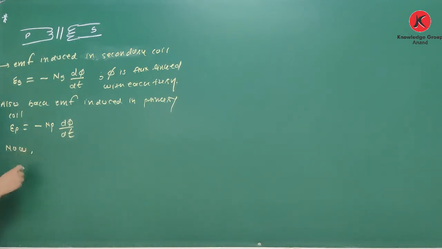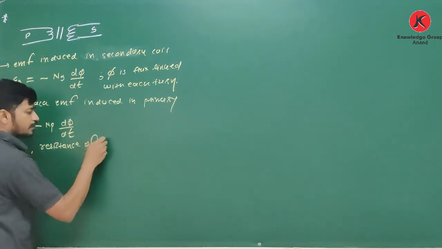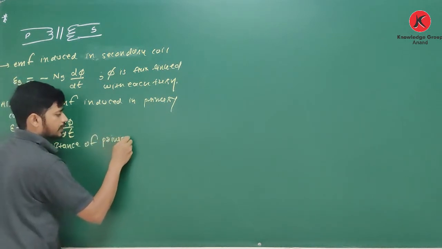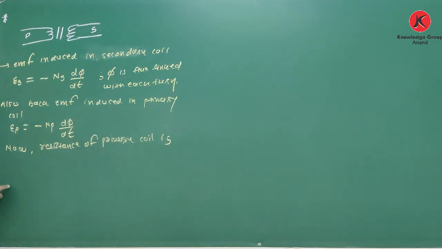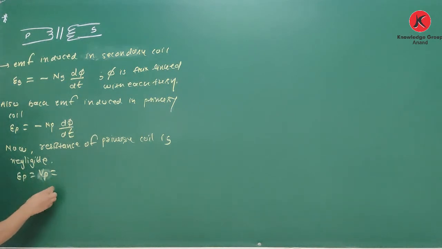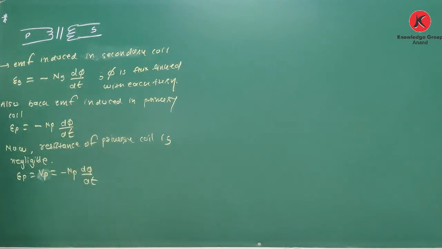Now we have to assume resistance of primary coil is negligible. So yes, I can write EP is equal to VP. It is EMF and it is voltage, potential drop. Vp is equal to minus NP d phi upon dt.